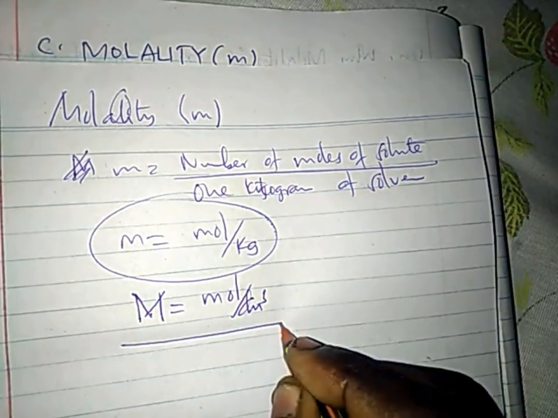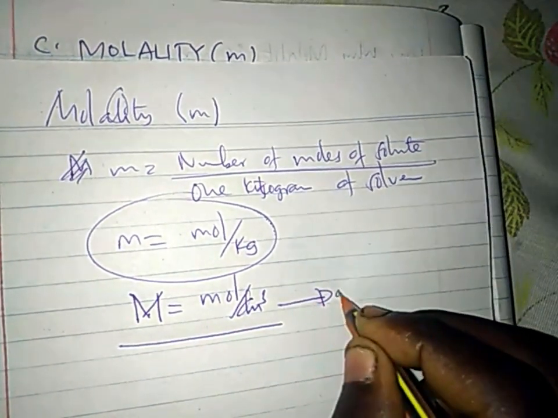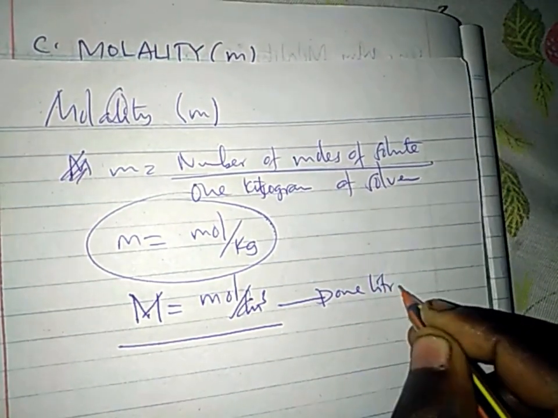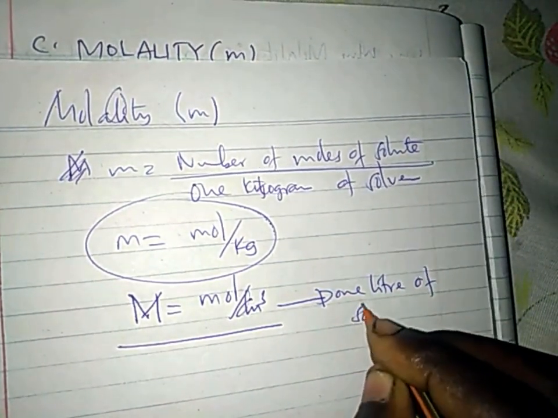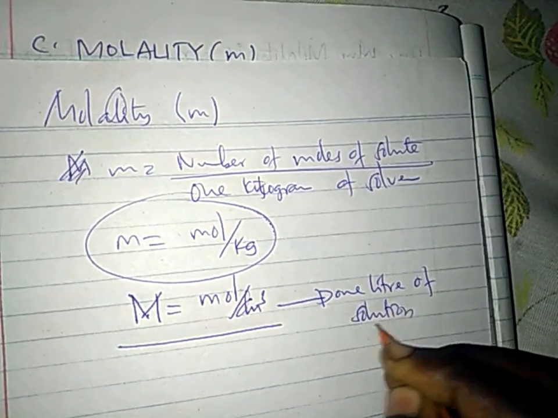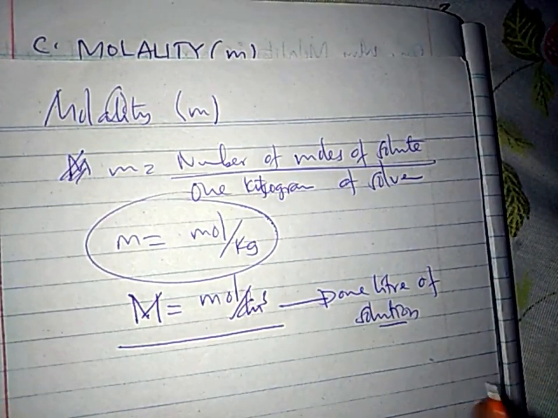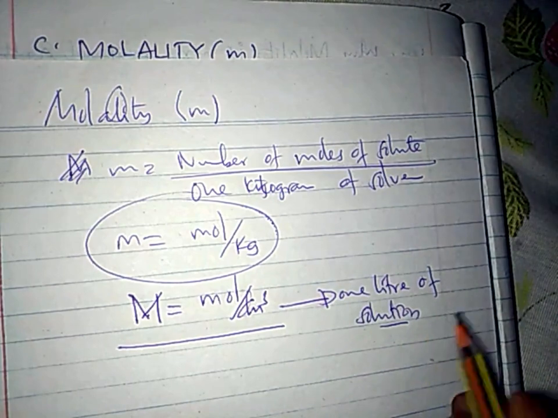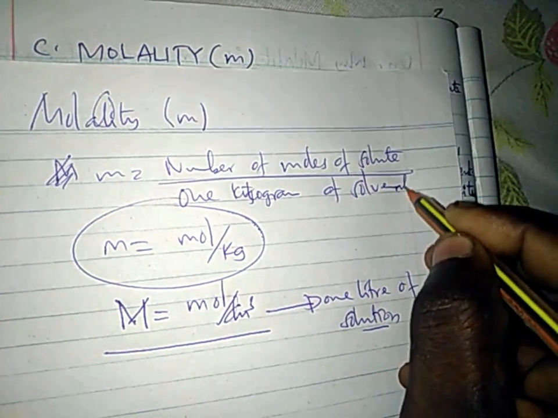This is the number of moles of substance dissolved in 1 liter of solution. When asked to define these, be very careful. This is 1 liter of solution. This is 1 kilogram of solvent.